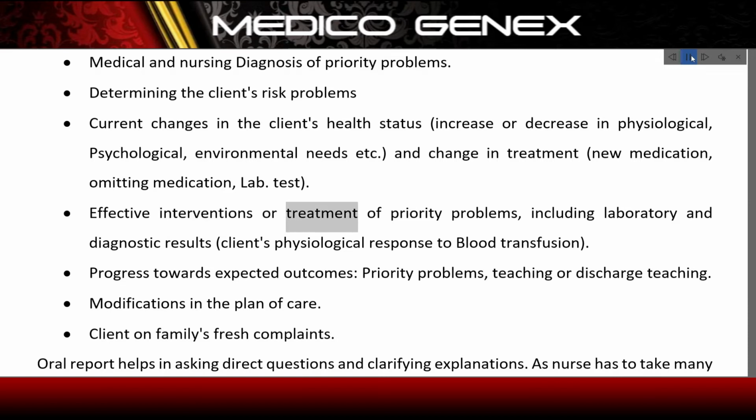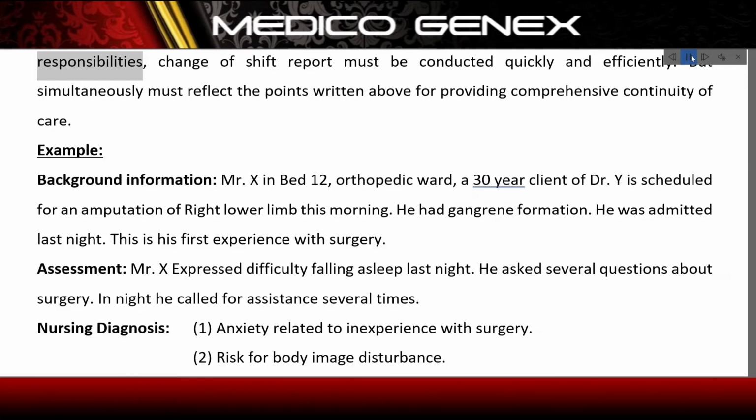Effective interventions or treatment of priority problems, including laboratory and diagnostic results, and the client's physiological response to blood transfusion. Progress towards expected outcomes, priority problems, teaching or discharge teaching. Modifications in the plan of care. Client or family's fresh complaints. An oral report helps in asking direct questions and clarifying explanations. As the nurse has many responsibilities, the change of shift report must be conducted quickly and efficiently, but simultaneously must reflect the points above for providing comprehensive continuity of care.